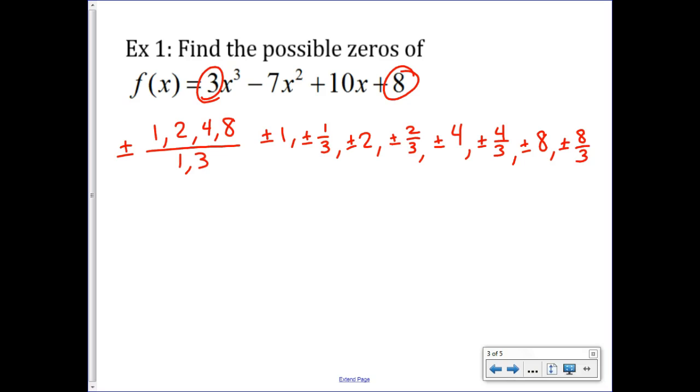So instead of choosing from every possible option, we now have 16 different zeros that could be possible zeros of this function that we have here.